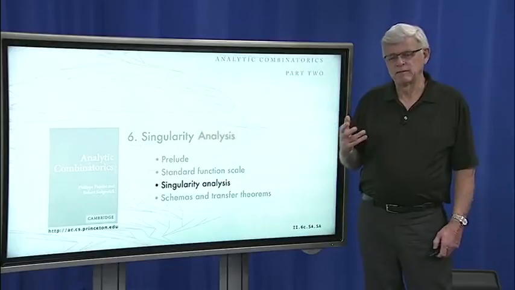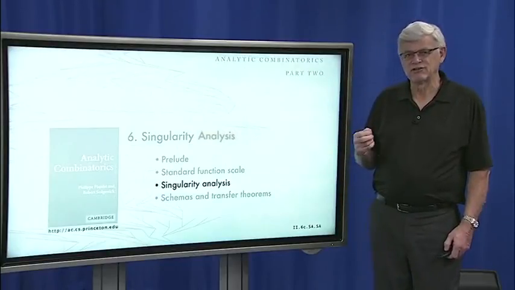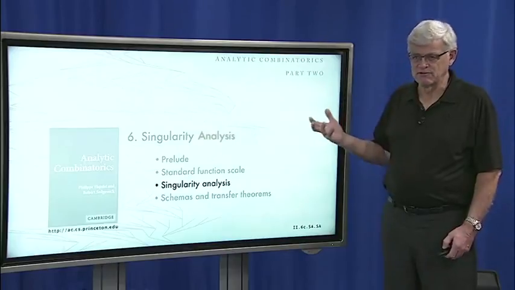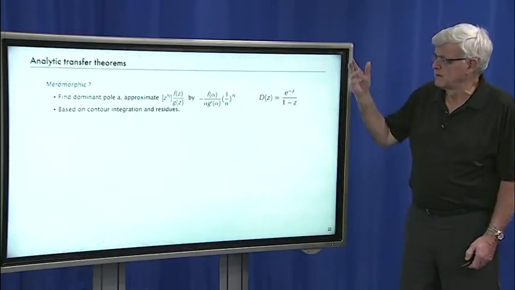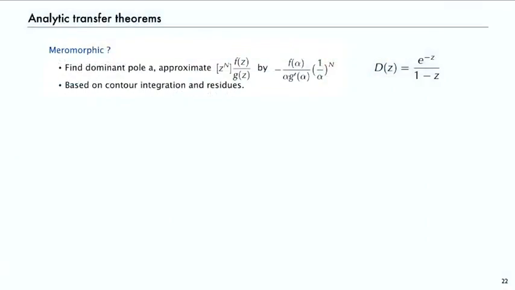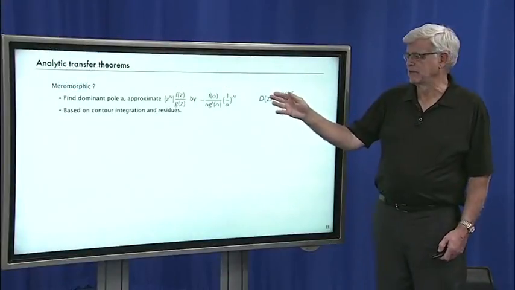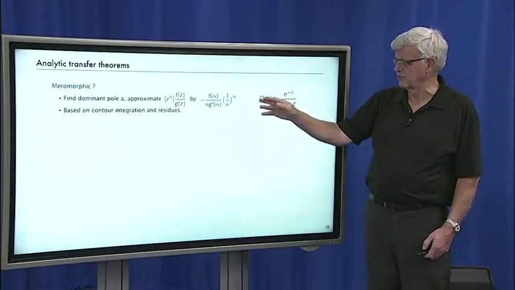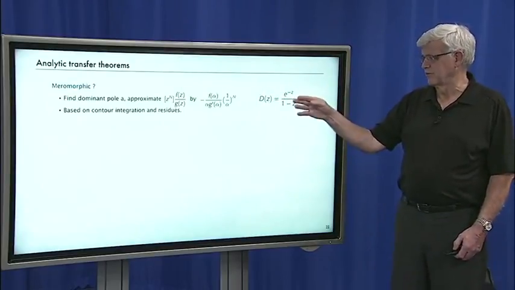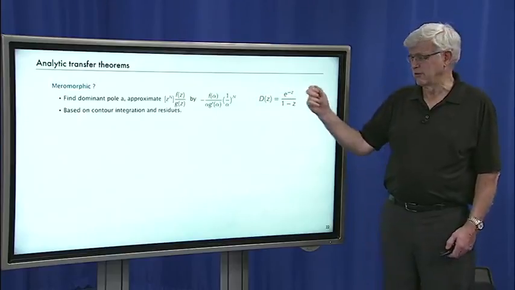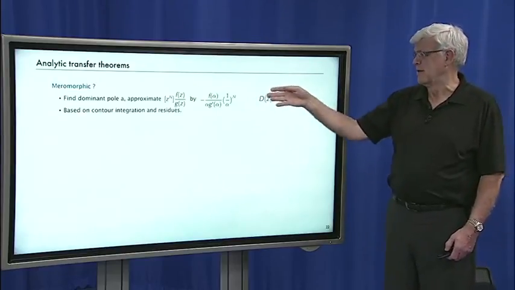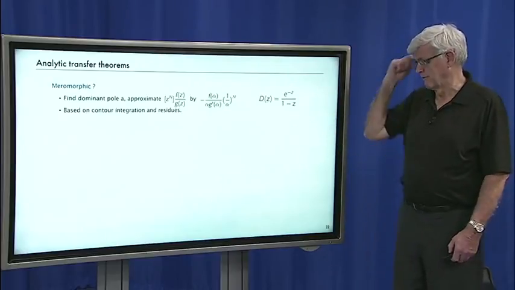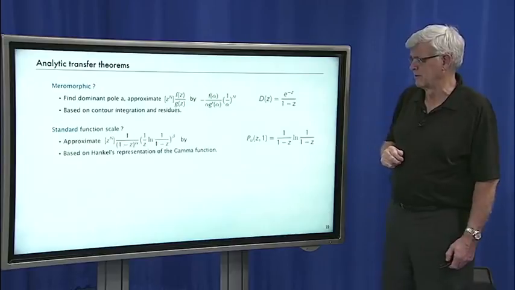Now we're ready to take a look at the basic approach of using singularity analysis to develop asymptotic estimates of coefficients from generating function equations. So just to review the transfer theorems that we've taken a look at, if we have meromorphic functions, we saw in the last couple of lectures, then we've got an easy to apply theorem, based on contour integration residues, that gives us an approximation of the coefficient of z to the n, the ratio of two analytic functions, by simply evaluating the derivative at the closest pole to the origin.